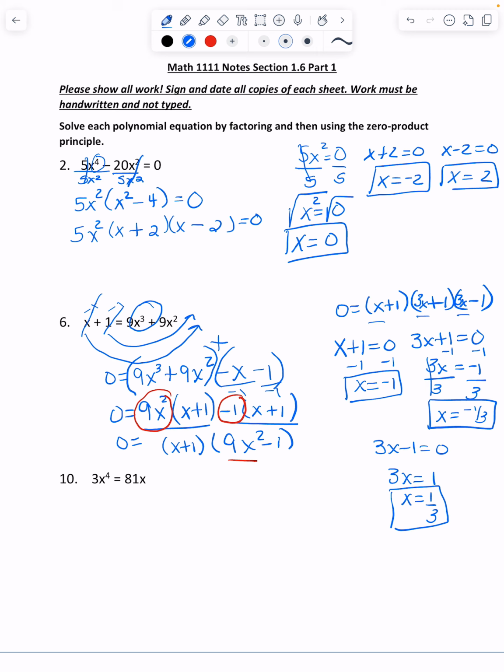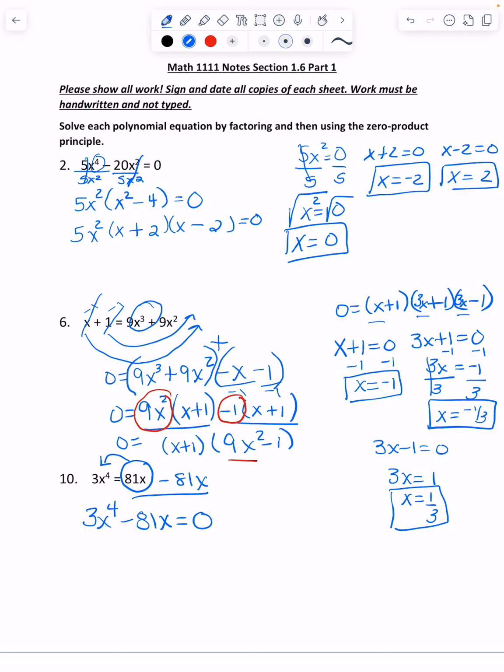In solving for number 10, we look and we see that the problem is not set equal to 0, so that's where we want to start. So I'm going to move the positive 81x to the other side. It's positive, so I'm going to do the opposite by subtracting 81x from both sides. So when I subtract 81x from the right side, that's going to give me the 0 I'm looking for.